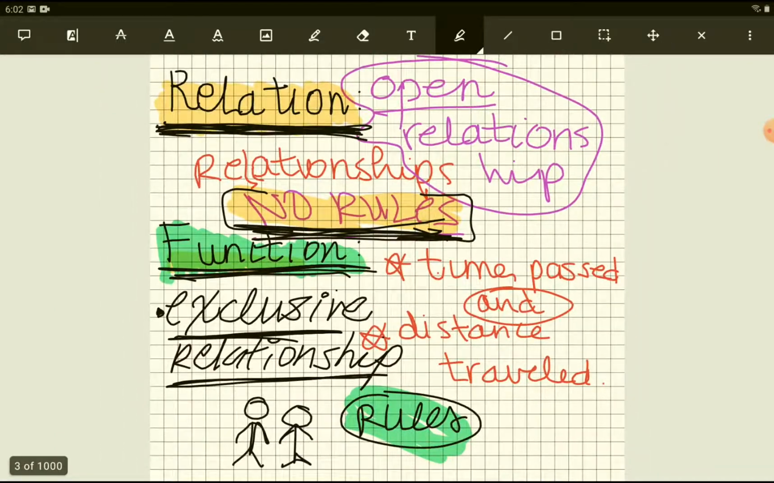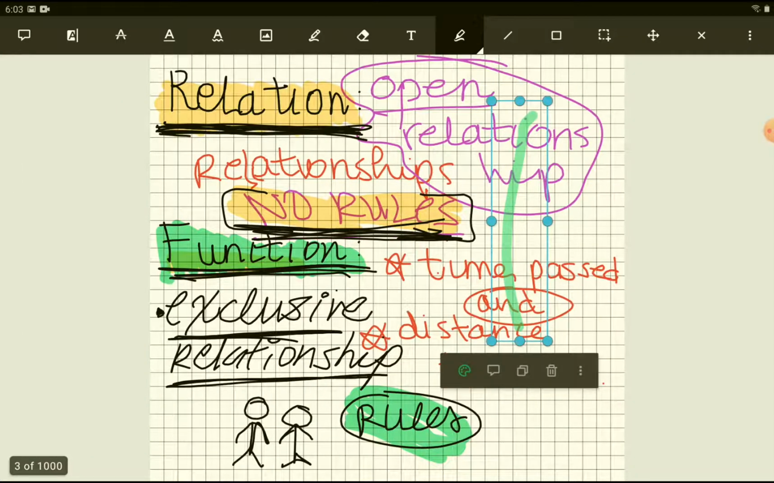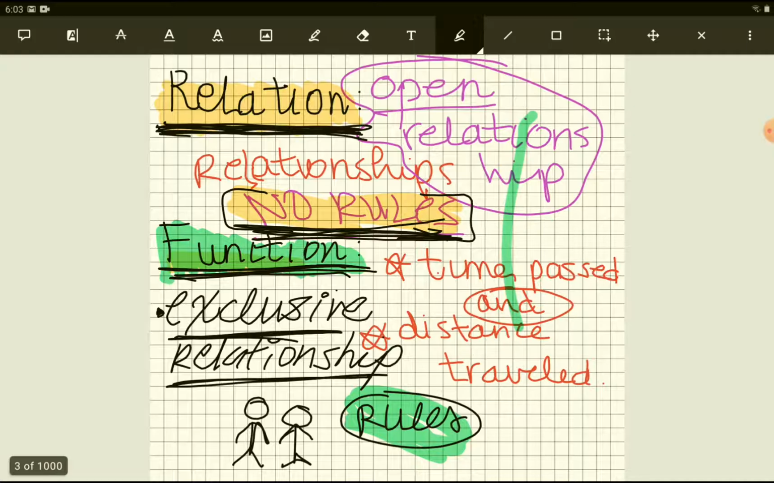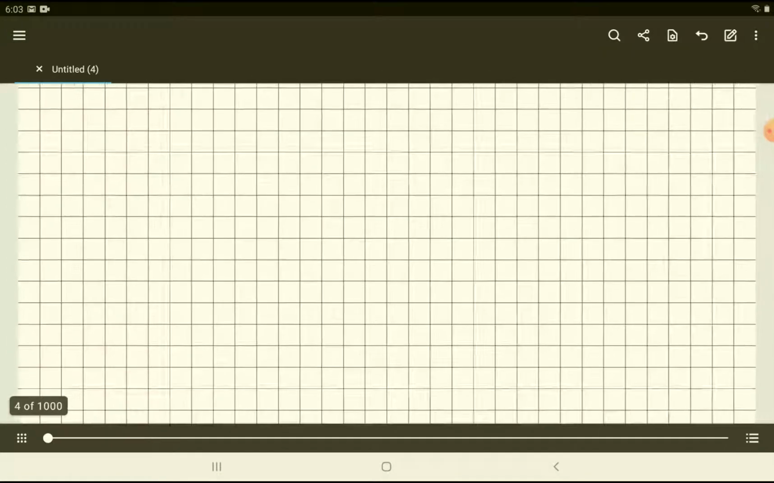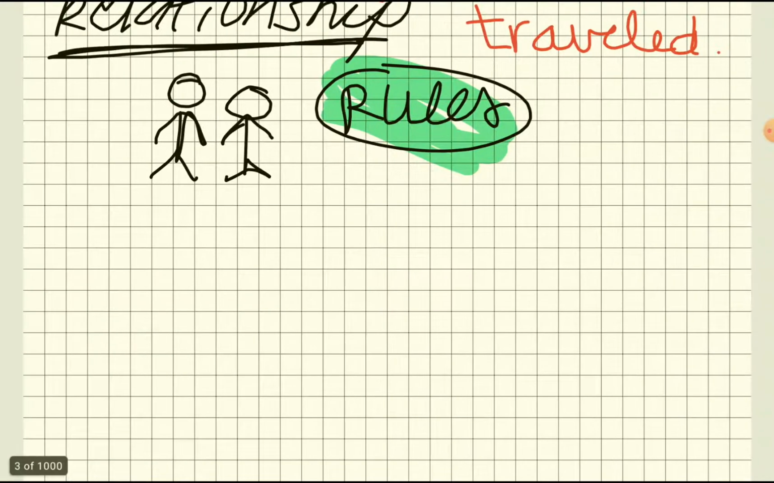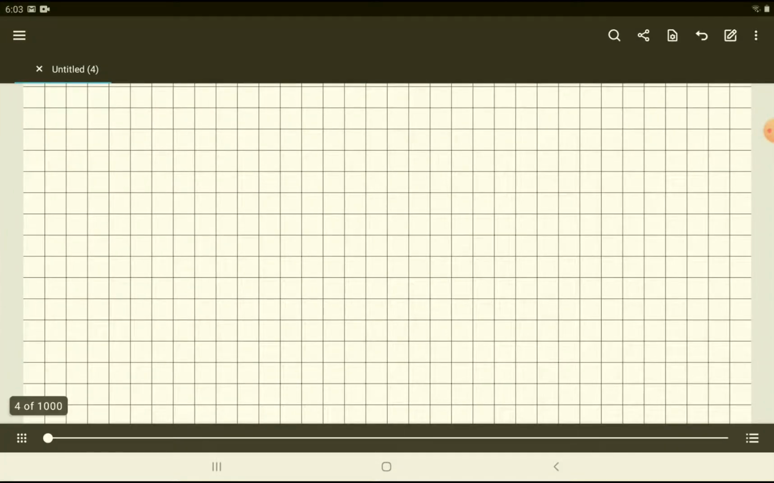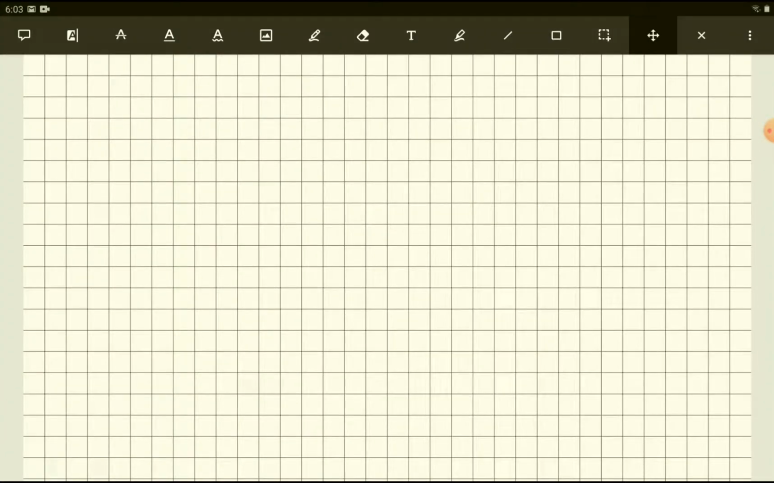Moving on to the next page. Okay, here we go. That was a very brief example. We're going to talk about actual, concrete examples in just a second.